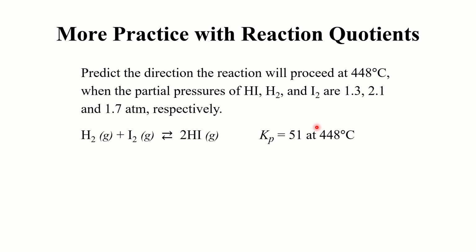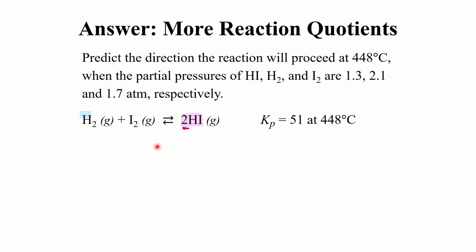Let's look at one more practice problem. Predict the direction the reaction will proceed at 448 degrees Celsius when the partial pressures of HI, H2, and I2 are 1.3, 2.1, and 1.7 atmospheres, respectively. So we're given the balanced chemical equation here. Now notice that we are given pressures instead. Everything's in the gas phase.